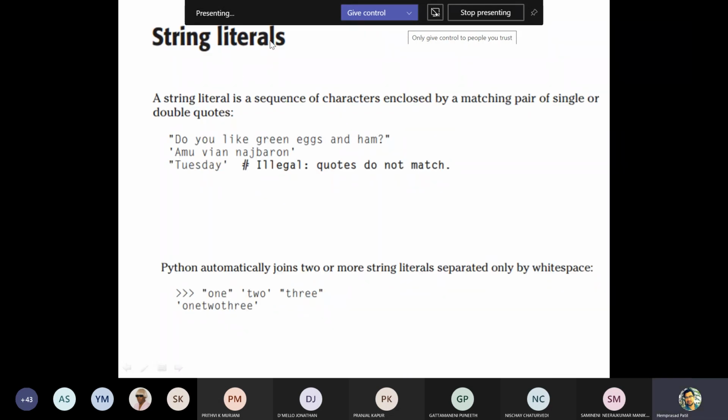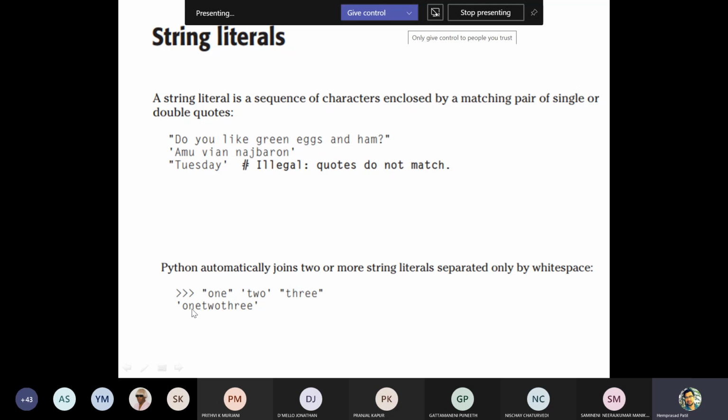String literals. Over here, a string literal is a sequence of characters enclosed by a matching pair of single or double quotes. So here this is a match. It begins with double quote, ends with double quote. Okay, fine. Begins with single quote, ends with single quote. This is also fine. But begins with double quote, ends with single quote. This is not allowed.